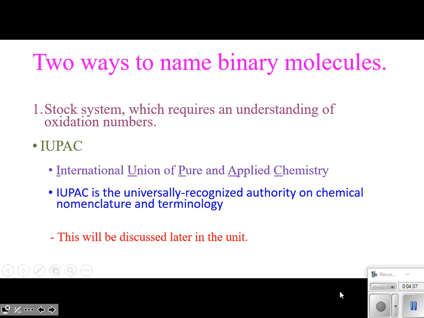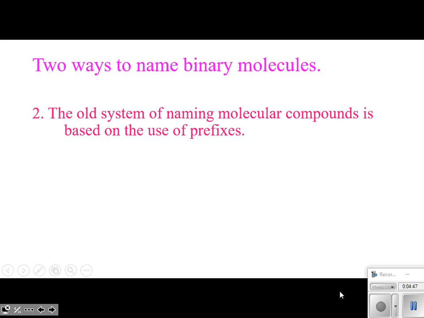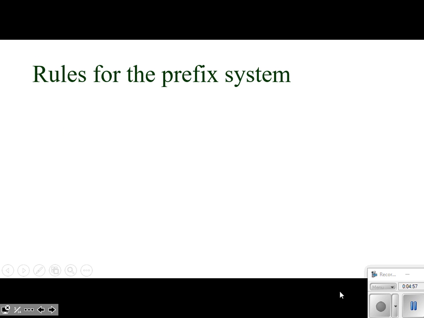Now, we will learn that IUPAC way, the stock system way to name these binary molecules later on. We're not going to learn that today. We're going to learn the other system today. And that other system is an older system that uses prefixes. It's based on prefixes. Now, there are rules that we have when we are naming using prefixes.